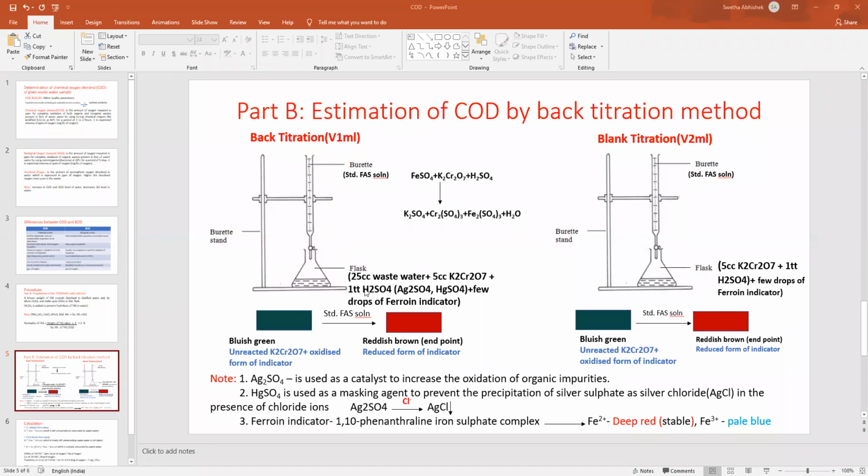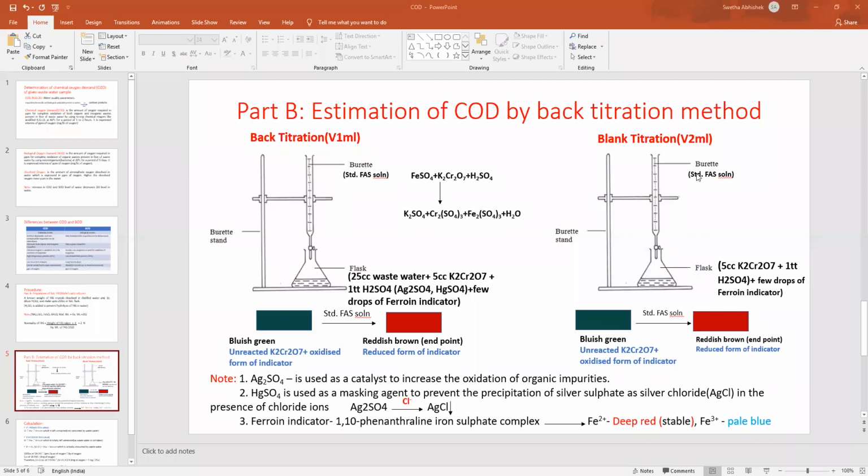So when FAS is titrated with K2Cr2O7, a simple redox reaction occurs in the presence of sulfuric acid. Ferrous sulfate is oxidized to ferric sulfate, and chromium plus 6 is reduced to chromium plus 3. This is how you have to perform your back titration.